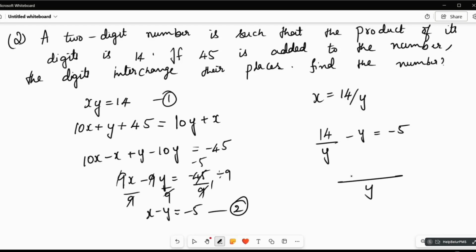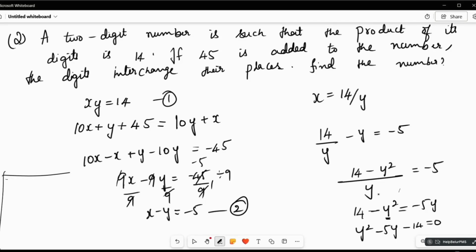If I take the LCM, you will get 14 minus y square is equal to minus 5y. So I want plus y square. So I will shift to the other side. Y square minus 5y minus 14 is equal to 0. Then by middle term splitting, you will get the answer. Do this.